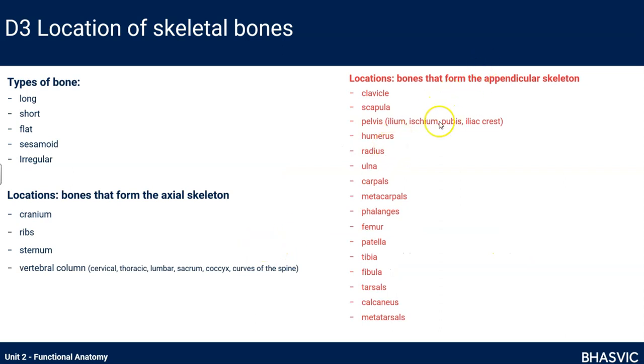So here are all the bones you need to be able to identify, locate on an image maybe, or know where they are in the body and know what type of bone they are and maybe what job they do.